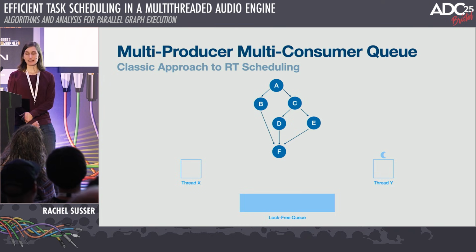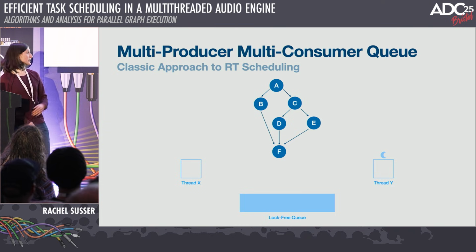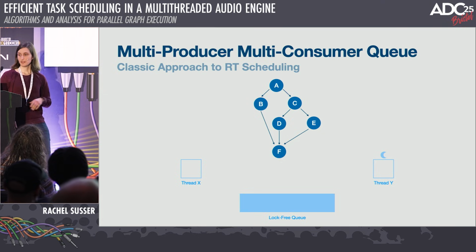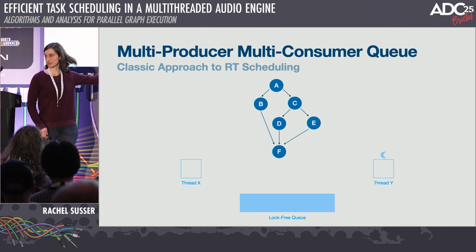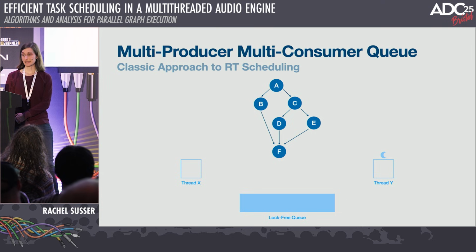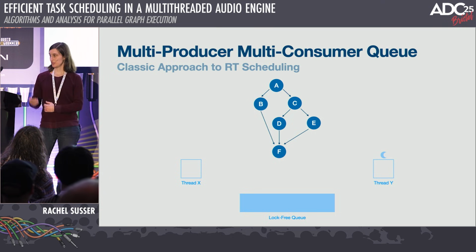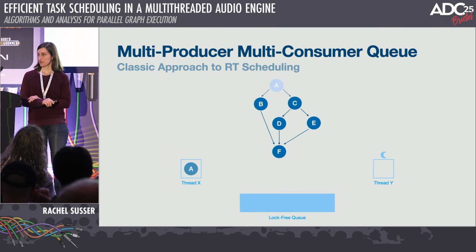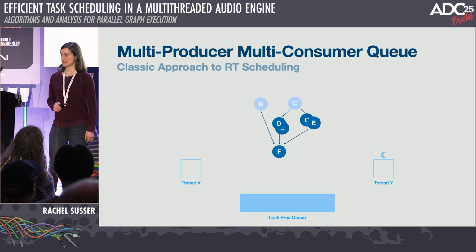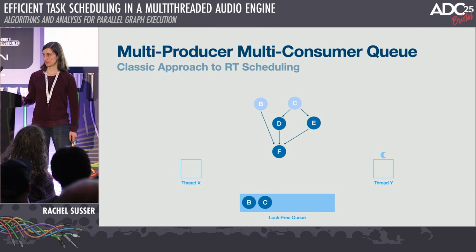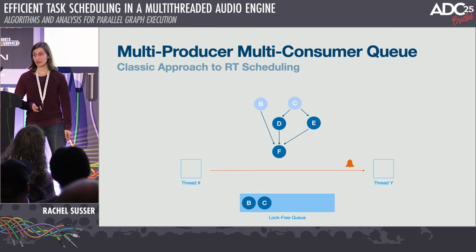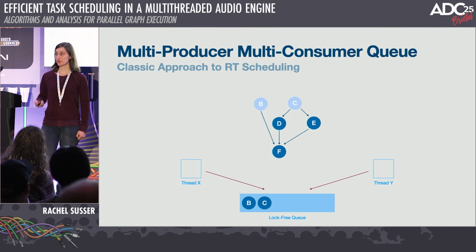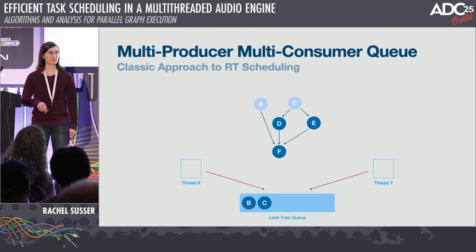We start out with an unweighted graph this time, and here we have 2 threads, X and Y, which share a common lock-free queue. Thread X is awake and begins to execute the first task in the graph, task A. Once it's done with this task, both B and C are ready to execute. Thread X pushes both of these tasks onto the queue. It then wakes up thread Y, and both threads try to pop tasks from the queue.